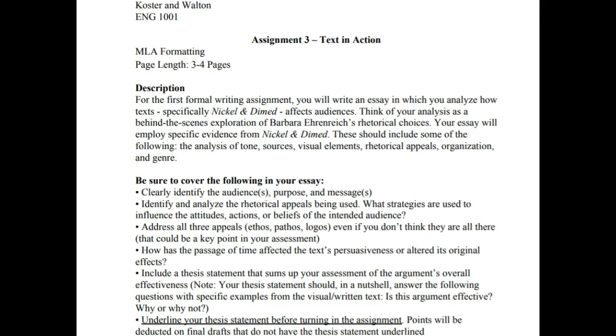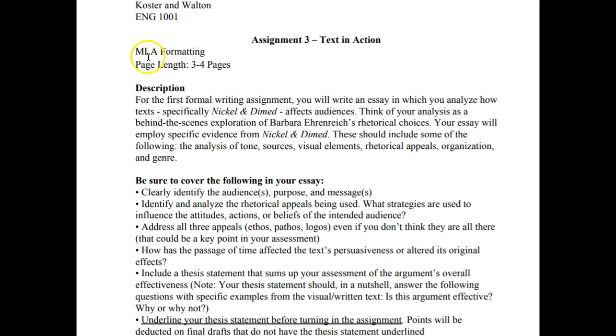For this assignment, I'm going to be talking about the basic description, and then I'm going to go over the following requirements that you see in this bulleted list that you should have in your essay before you turn it in. So this is a pretty straightforward assignment.